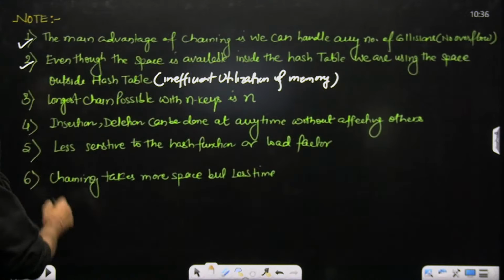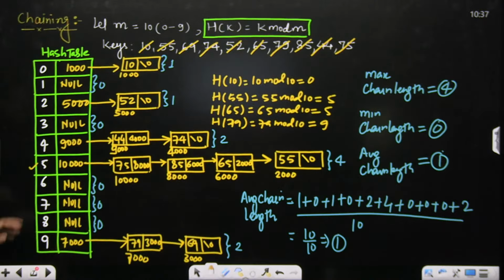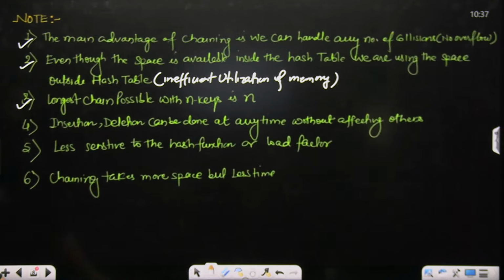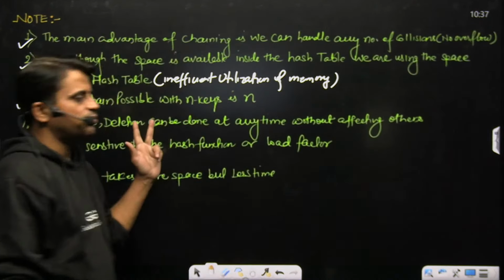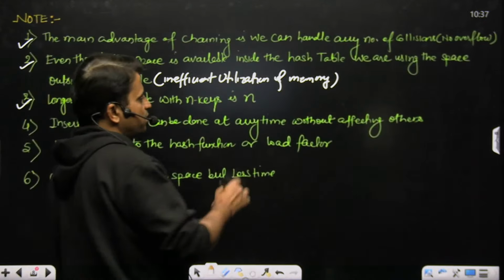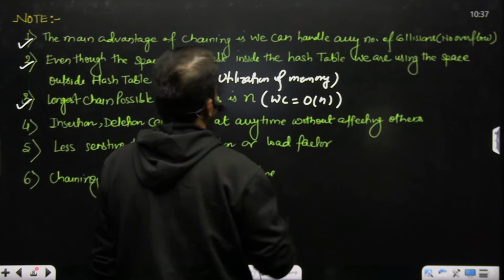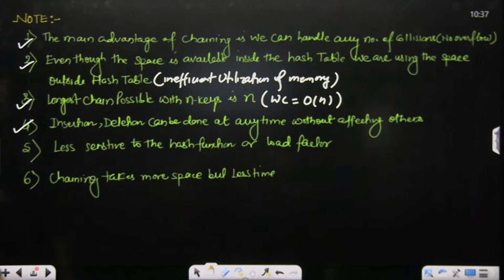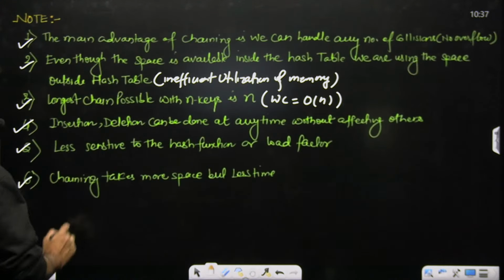Now third point, the longest chain possible with n keys is what? Let's suppose all the keys are stored in a single chain, then the maximum chain length is n. Then the search time complexity is n. So what is the worst case time, sir? The probability of this scenario is very, very negligible. But still in this case, worst case search time complexity is order of n. Insertion and deletion can be done at any time without affecting others. Less sensitive to hash function or load factor. Chaining takes more space but less time.